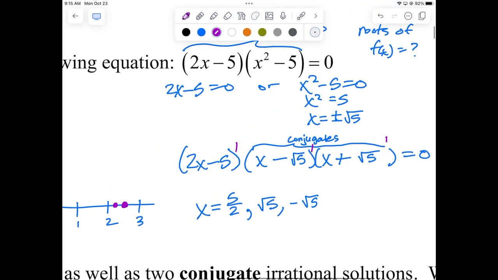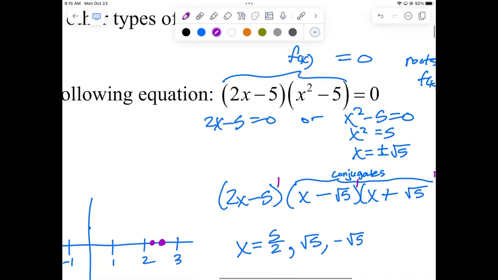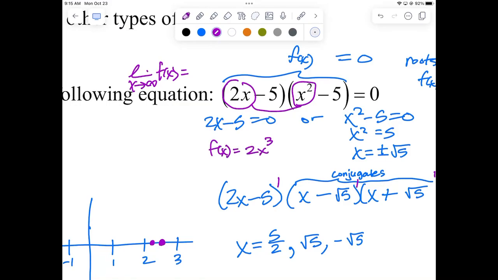So now I need to know the right end behavior. What's the right end behavior? If I were to take the limit as x goes to infinity of f of x, what would the leading coefficient be? If I were to FOIL this out, what would 2x times x squared give us? It would give us 2x cubed plus something, right? So what's your leading coefficient? 2. That's a positive number. So what's the right end behavior? Positive infinity. Remember that? The leading coefficient sign gives you the sign of the right end behavior.